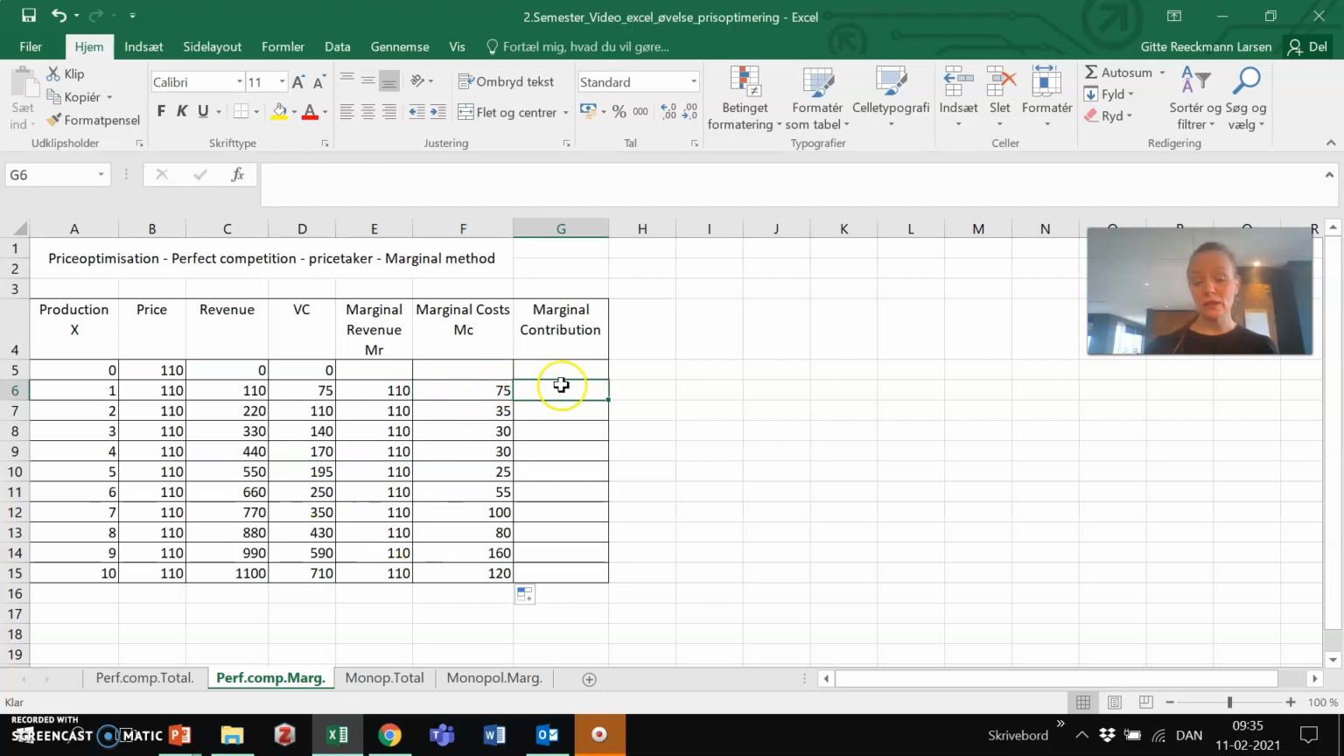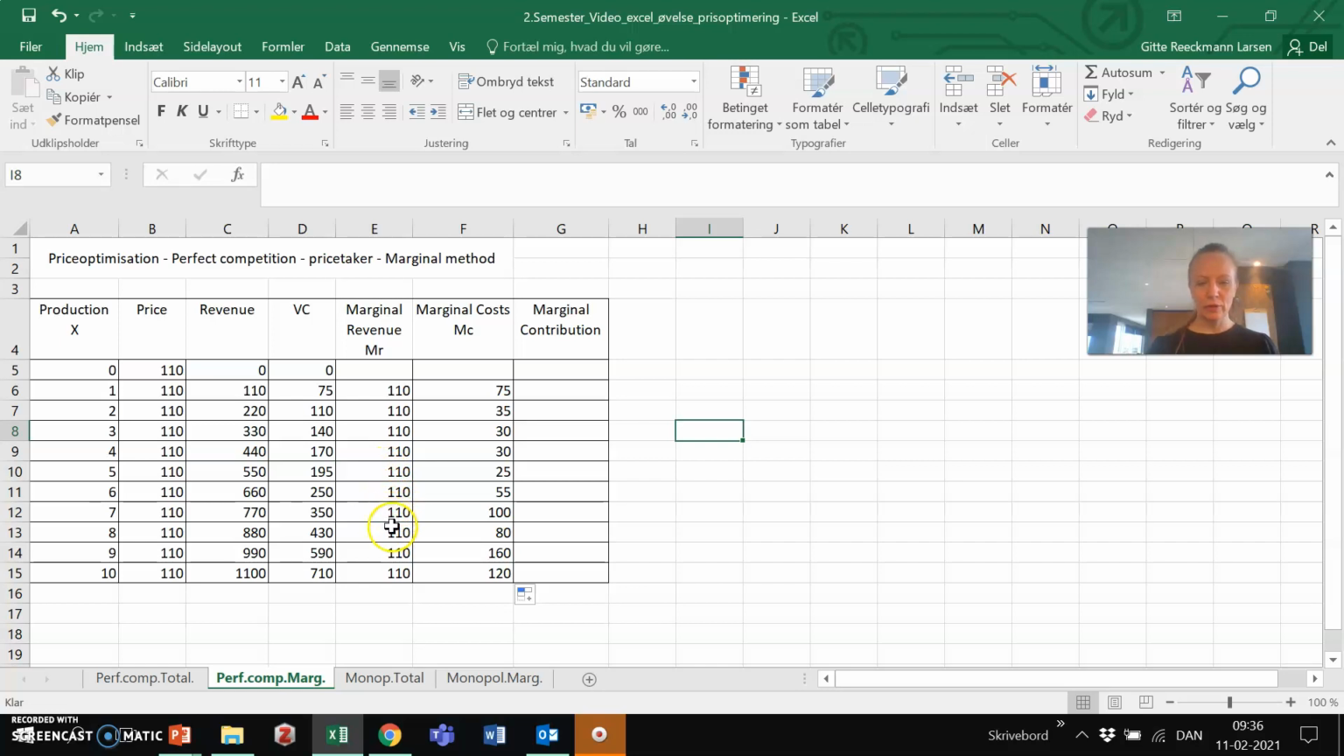So here what we want to do is to calculate the marginal contribution. We can also take a look at the numbers, right? And remember the rule. As long as marginal revenue is higher than or equal to the marginal cost, the company should continue, now in this case of perfect competition, they should continue to produce and sell more to the market. So by just looking at the number, we can see here what is happening.